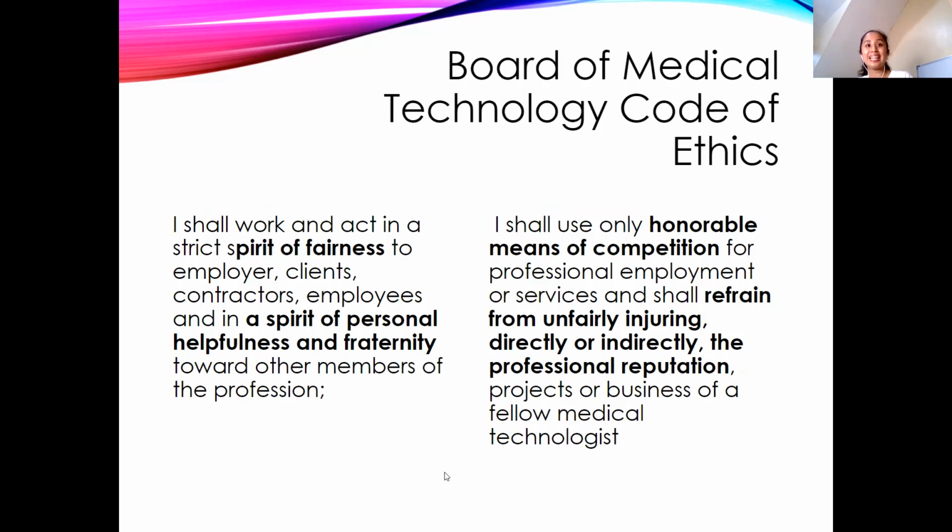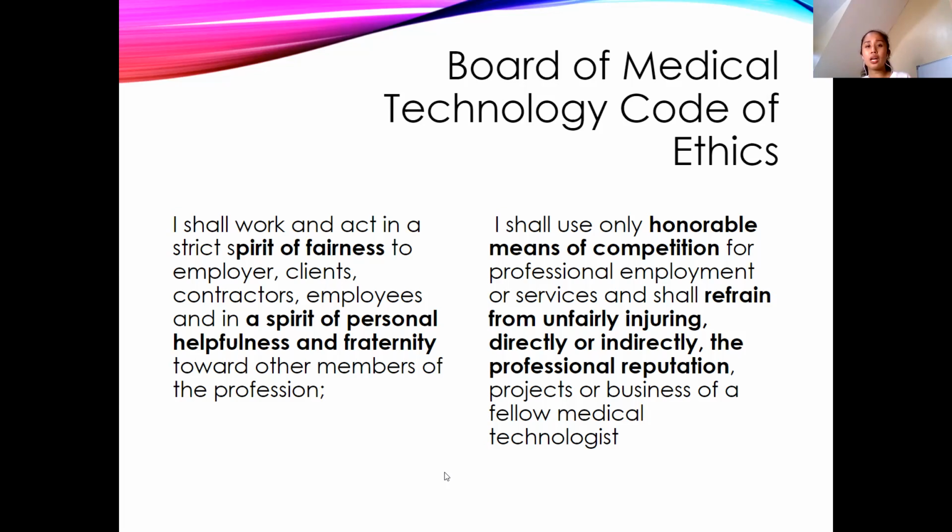What else? I shall work and act in a strict spirit of fairness to employer, clients, contractors, and employee, walang favoritism, walang bias, in a spirit of personal helpfulness and fraternity. Diba meron kasi yung mga taong very competitive, they can be not acting very fairly to their colleagues, to their bosses, blackmail, ganon, para makaangat, diba?